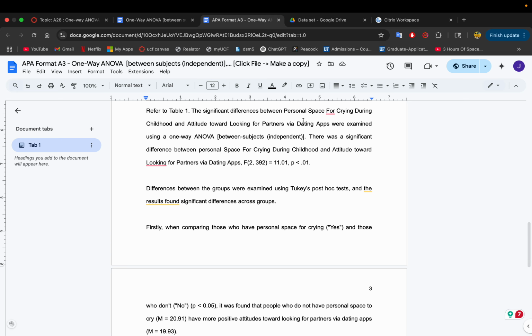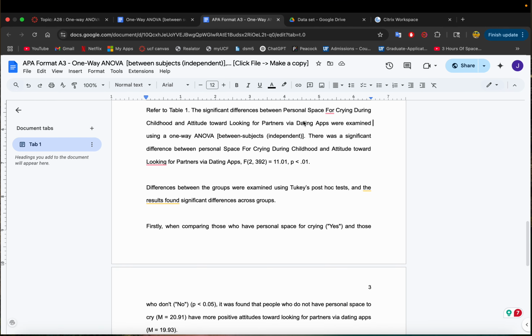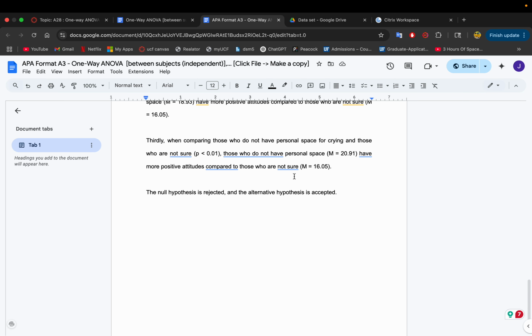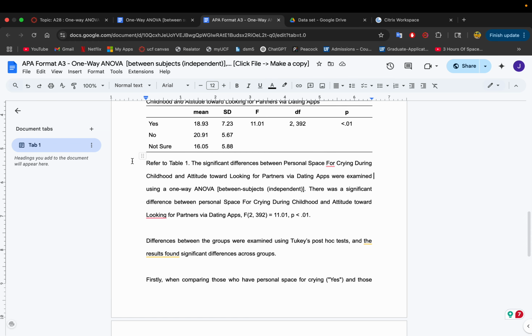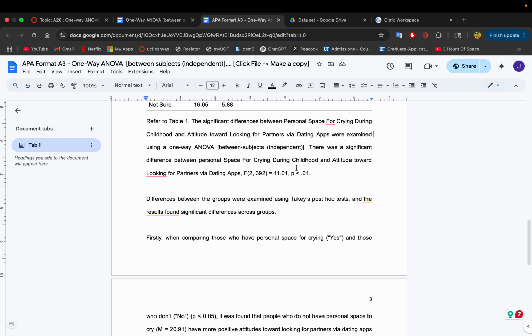Now we're going to start writing our report. This is a little longer than I know you guys are used to, so we're just going to take this paragraph by paragraph. The first paragraph is going to be what we're doing, what we're examining, the tools used, and the F value found to signify that it was significant. The study was significant. So basically what you're going to say is the significant differences between personal space for crying during childhood and attitude toward looking for partners via dating apps were examined using a one-way ANOVA between subjects independent.